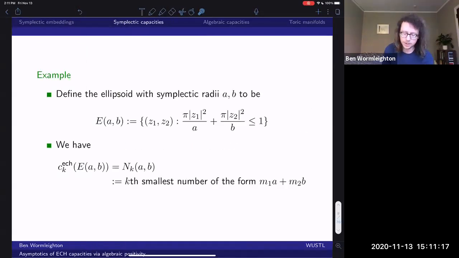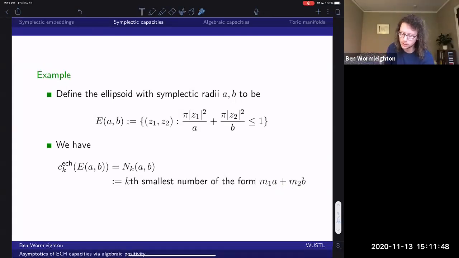An example that I'll return to quite a few times: consider the ellipsoid with radii a and b to be the following set inside C^2, or if you prefer R^4. Notice that I scale by pi. I'll try to keep consistent with this, but I don't promise that I did. In this context, the kth ECH capacity is the kth smallest number which you can write as an integral linear combination.